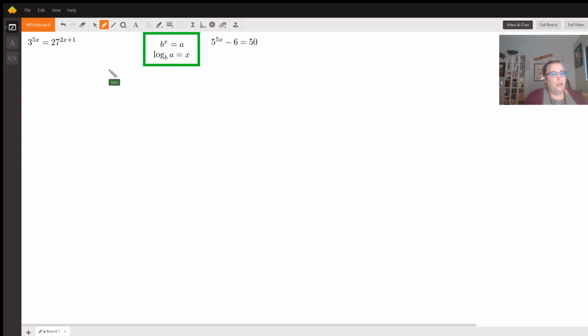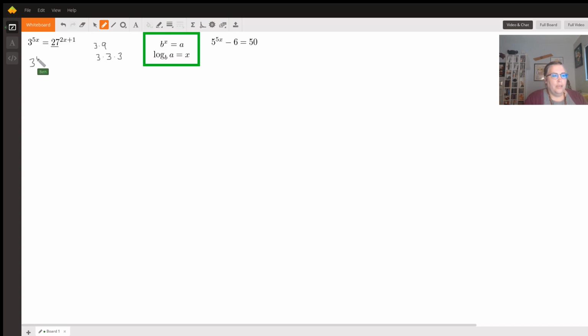Okay. Now, when I look at this problem, I notice something. I notice that 27 is a power of 3. 27 is 3 times 9, and 9 is 3 times 3. So 27 is 3 to the third power.